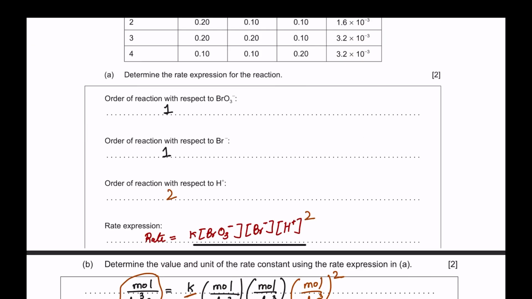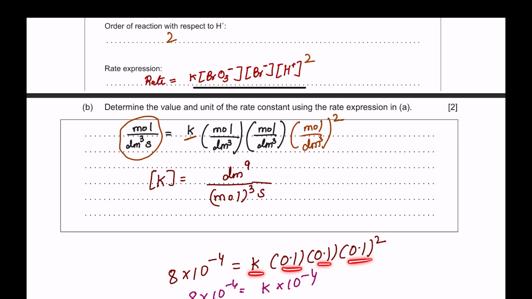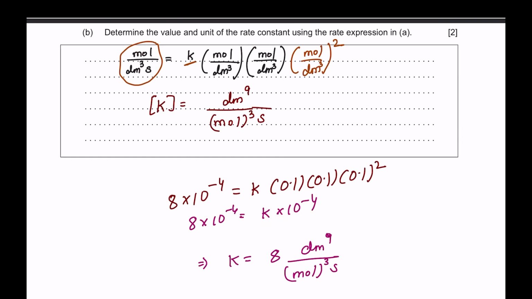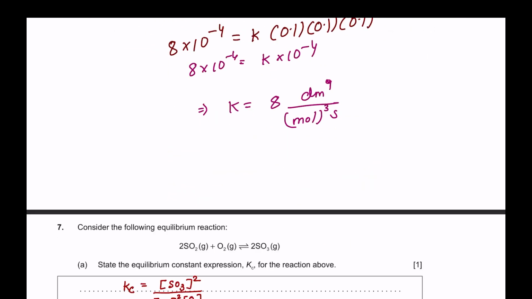Initial rate is 8 times 10 to the power minus 4. This is K, this is 0.1, 0.1, 0.1 whole square. So this is K times 10 to the power minus 4. Upon solving, we get K as 8 dm to the power of 9 mole cube second. And that's the answer to this question.